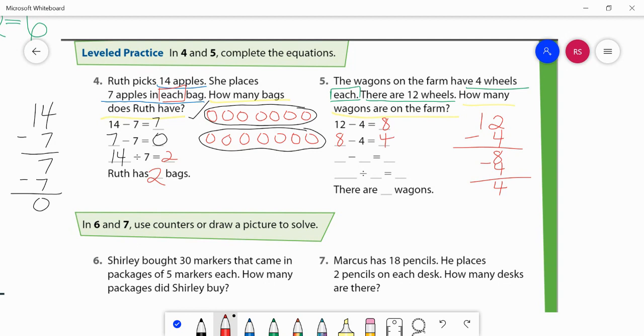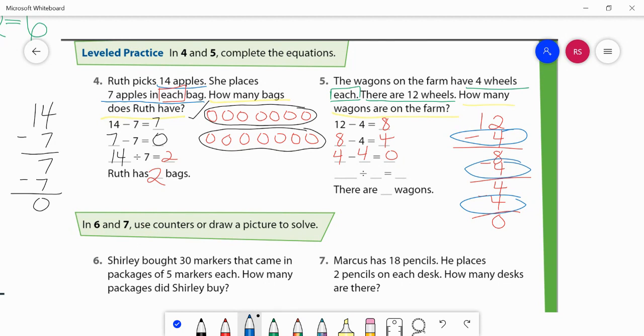Very good job. Okay, so that's my second wagon, but now I have 4 wheels left. Let's subtract 4 again. 4 minus 4 is 0. So once I hit that 0 mark, I'm done. All right, let's go back in the problem and see how many times we subtracted 4. We subtracted it once, twice, 3 times, which means there are going to be 3 wagons. That's going to mean there's 3 wagons.